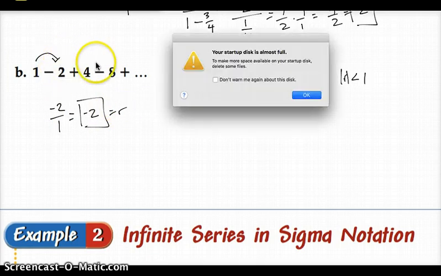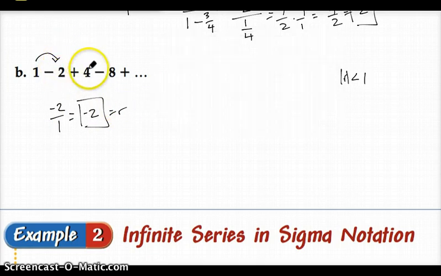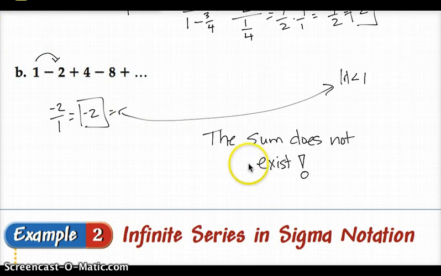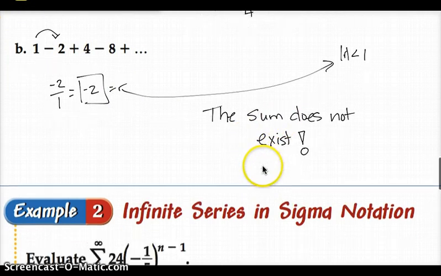And it makes sense because 2 times -2 gives me this, -2 times -2 gives me 4, and 4 times -2 gives me 8. So yeah, that's what r is, but r does not fit this criteria of being less than 1, and therefore there is no sum, there is no finite solution. So we write the sum does not exist.